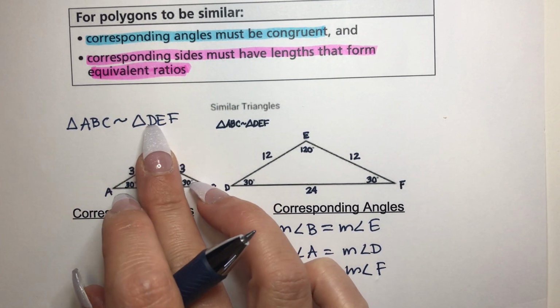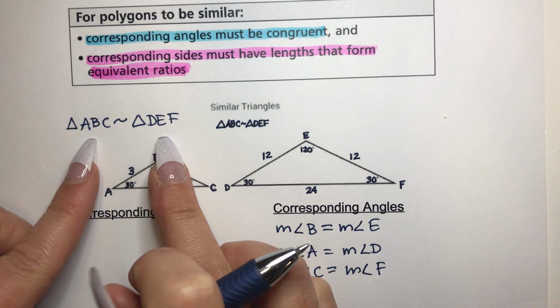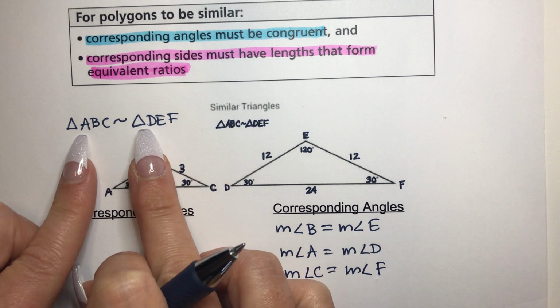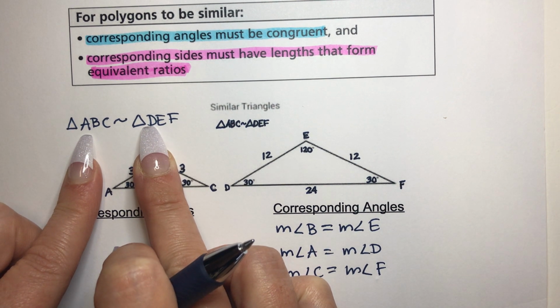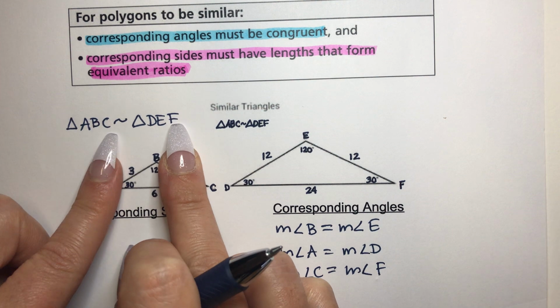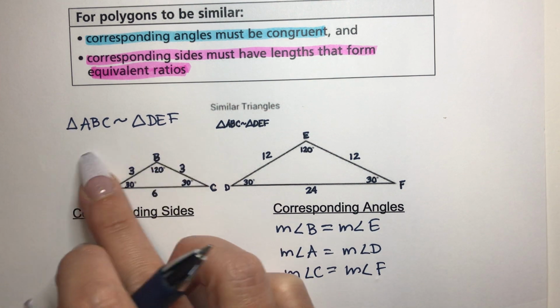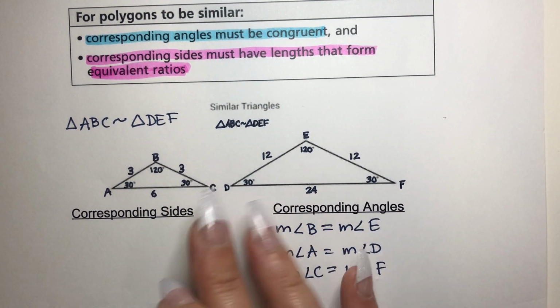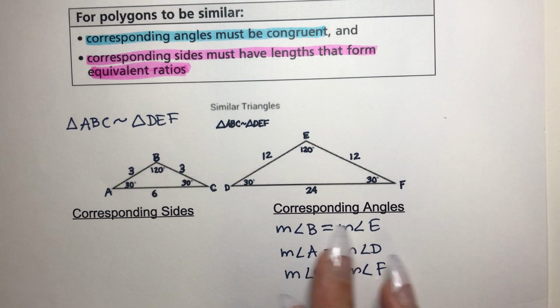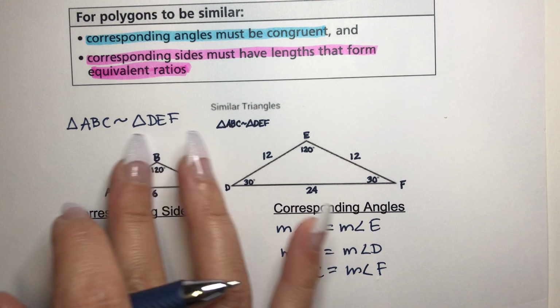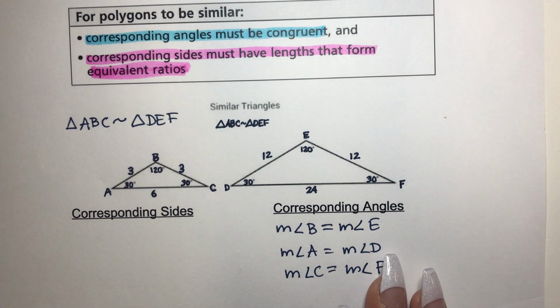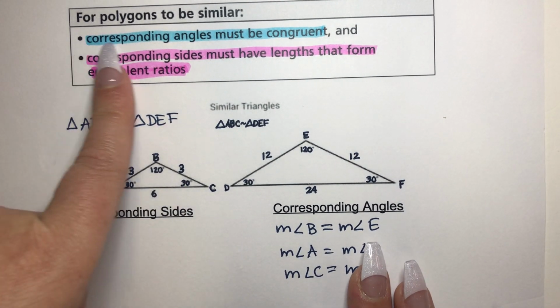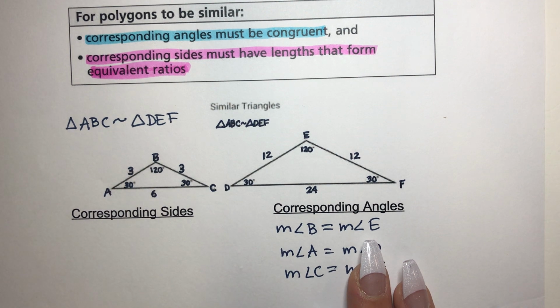So whenever you have two similar triangles, you have to write this symbol very, very carefully because the order matters in how you write this, because A and D are the same, B and E are the same, and C and F are the same. So in order to show this, you have to make sure that the corresponding angles are written correctly in this statement. Okay, so that's the corresponding angles must be congruent, and we have that.